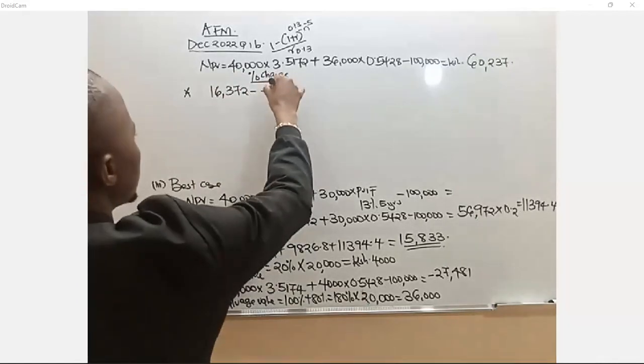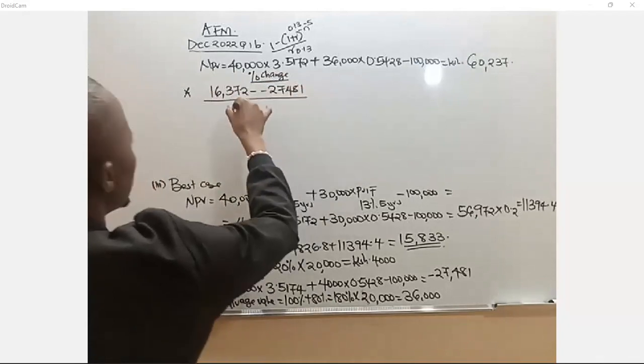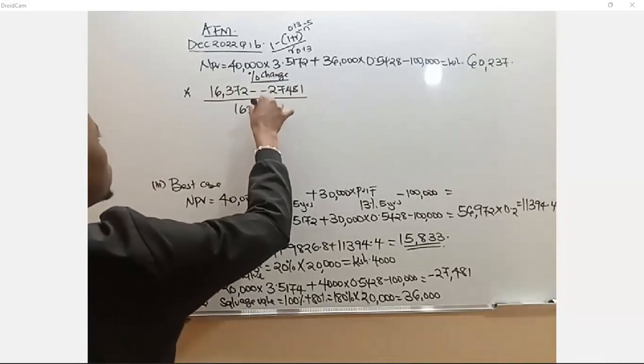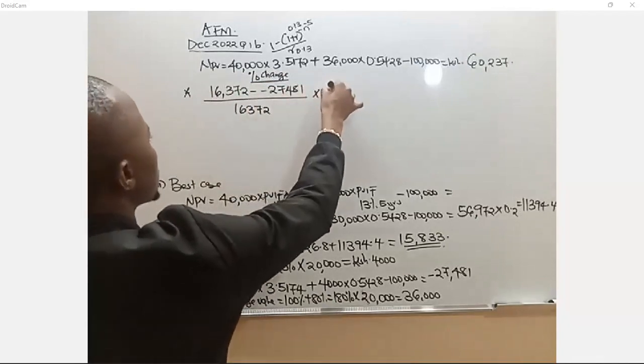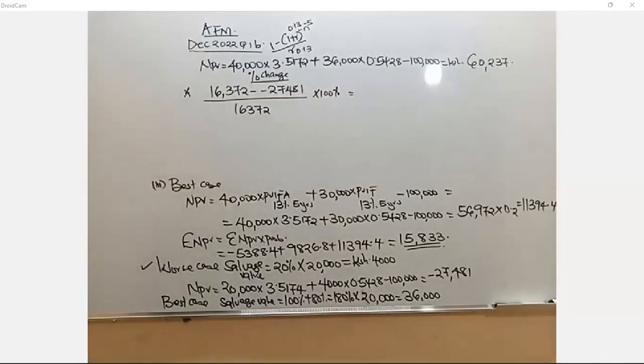27,481. We divide it by 16,372 times 100%. How much are we getting? What proportion are you getting? So in this case, let me just check.